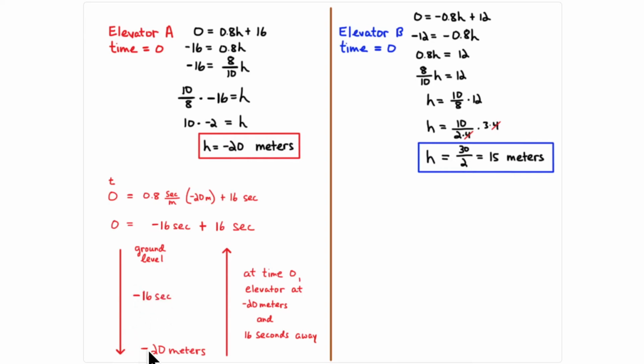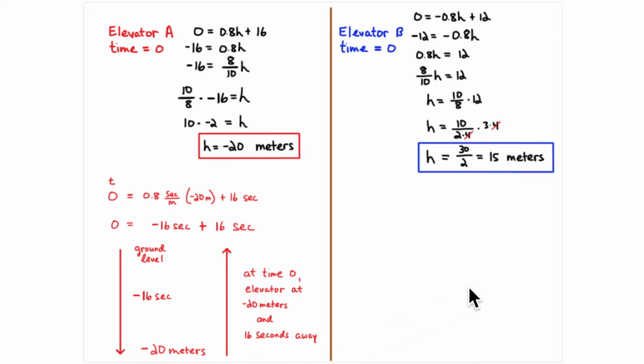And so now at negative 20 meters, the elevator is both 20 meters away from you. It's at negative 20 meters, and it's 16 seconds away from you. So it's going to take this 16 seconds to get back to you at ground level. That's this 16 seconds right here. And this negative 16 seconds is where it's going from ground level to negative 20 meters.